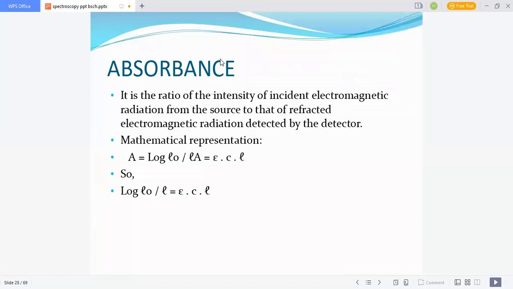Absorbance. Next one. Absorbance is the ratio of the intensity of incident electromagnetic radiation from the source to that of transmitted electromagnetic radiation detected by the detector. Mathematically, absorbance is equal to log I naught over I, which is equal to epsilon C L. So log I naught over I is equal to epsilon C L.